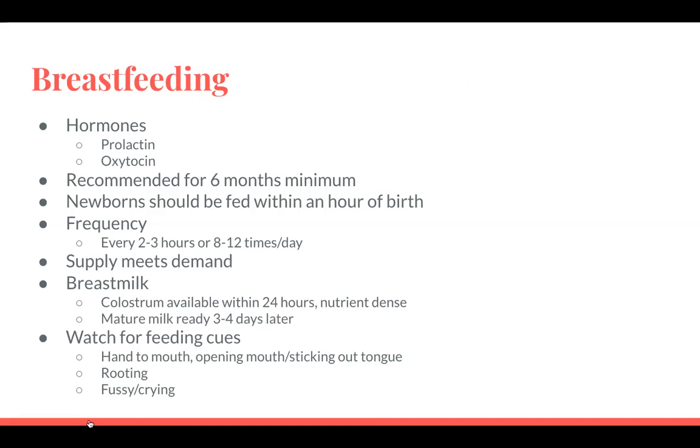All right. Remember to do that skin to skin. It's important for many reasons. Both the breast milk and the skin to skin help the baby with thermoregulation to prevent cold stress.